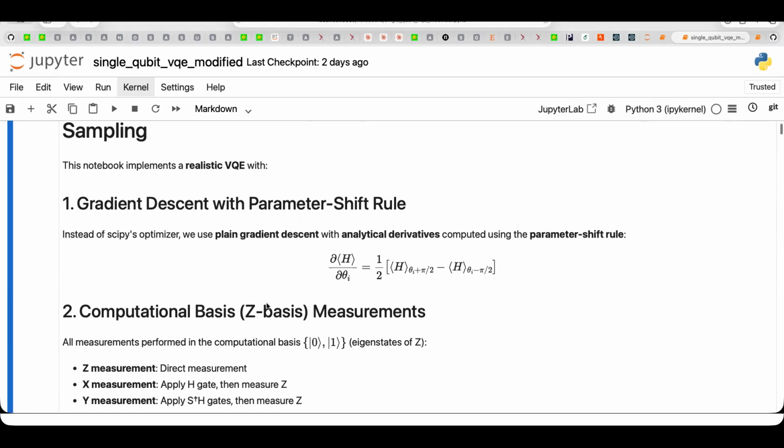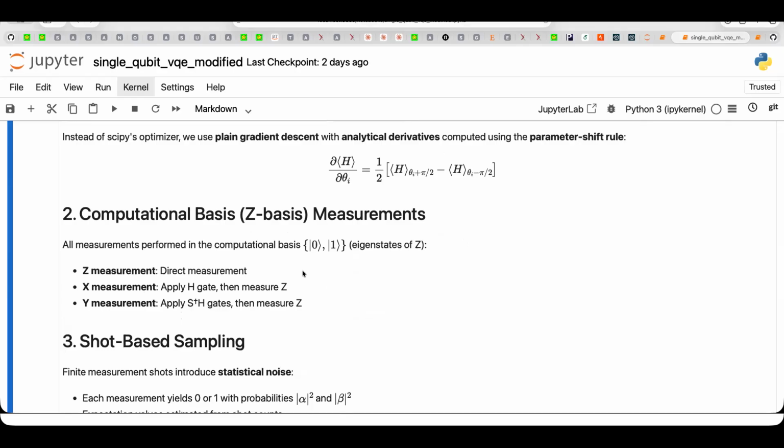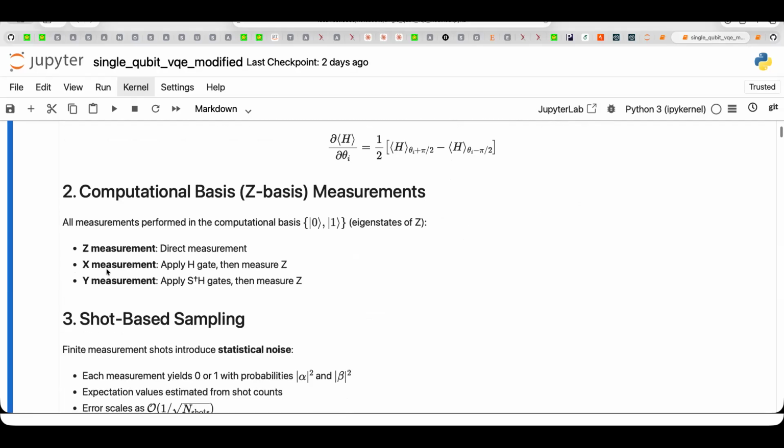Now, if you look at the gradient or the parameter shift rule, these are the gradients which we now need to evaluate for every parameter theta. And then we are going to make the measurements in the computational basis, 0 and 1. These are the eigenstates of the Pauli Z matrix. So that means that when we look at the Z matrix in the Hamiltonian, that is going to be a direct measurement. When we have the X matrix, if we have a non-diagonal element, which could be represented by the X, and if we have imaginary components, then we would have a Y matrix as well.